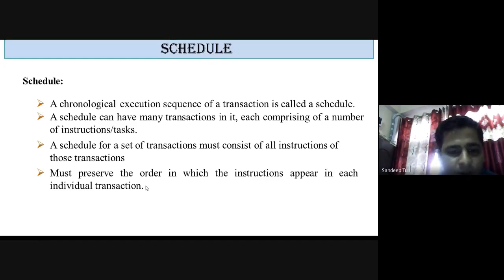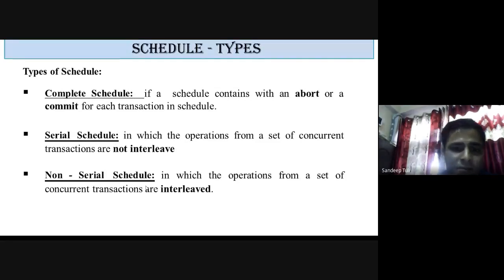Now a schedule for a set of transactions must consist of all the instructions of those transactions. Suppose there are 5 transactions in a schedule, the schedule must contain all the instructions of each transaction. It must preserve the order in which the instructions appear in each of the individual transactions. So a schedule is a collection of multiple transactions that are going to be executed either serially or in interleaving fashion. Now we will see the different types of schedules, and parallelly you will see examples.